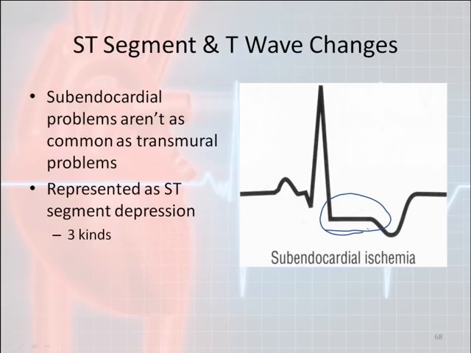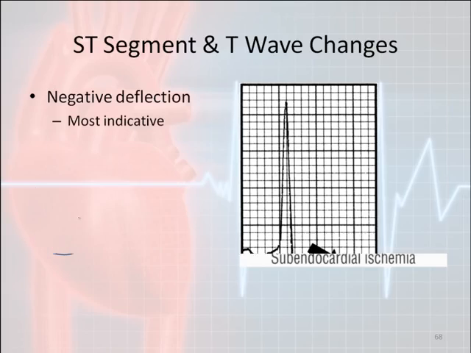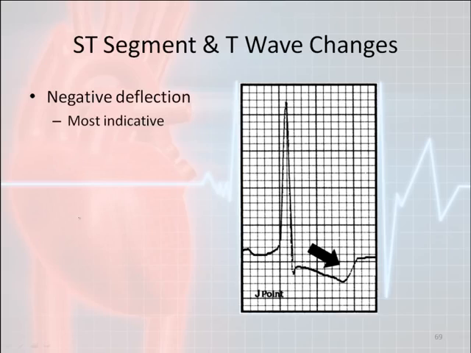Unfortunately, not all ST segment depression is considered subendocardial ischemia. There are 3 kinds of ST segment depression. The first is going to be considered an ST segment depression with a negative deflection. Now, when I say negative deflection, we're going to look at the J point right here, and we're going to travel in a straight line downwards. That is considered a negative deflection.